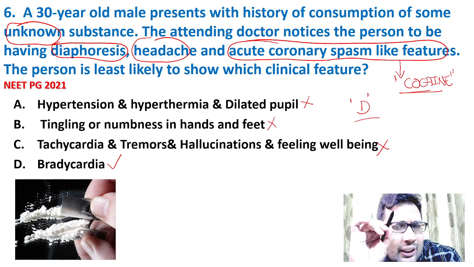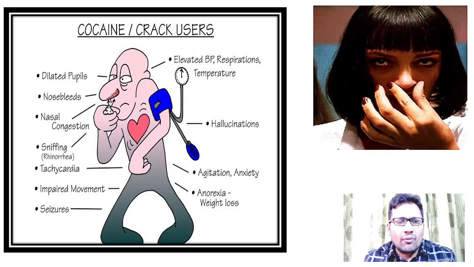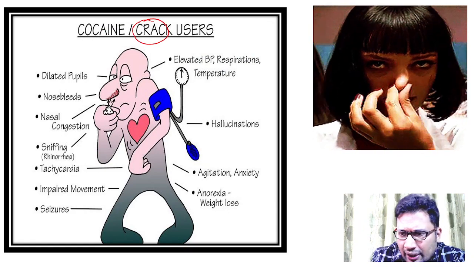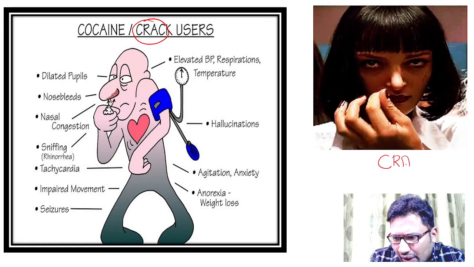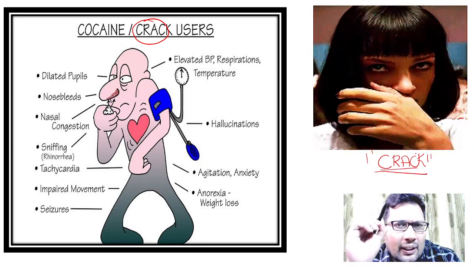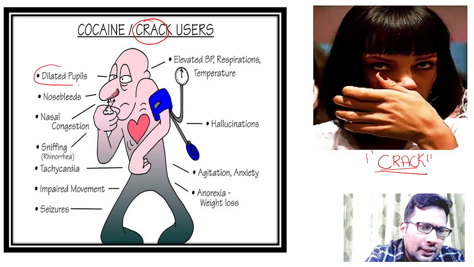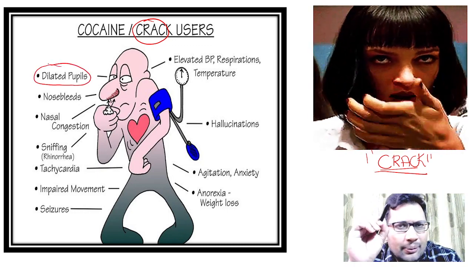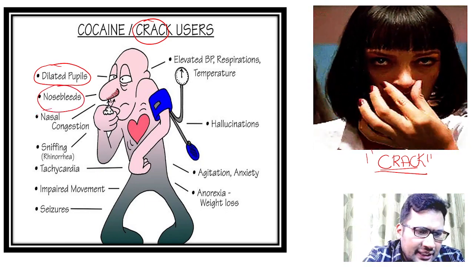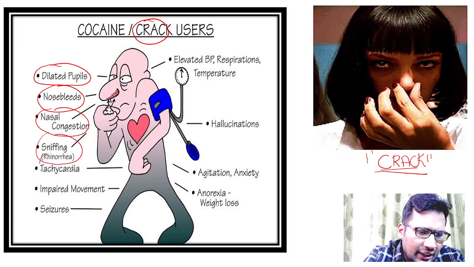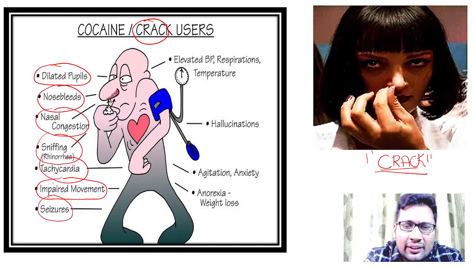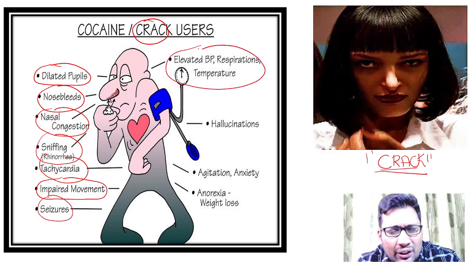Let's discuss cocaine in 1 minute. The smokable form is known as crack. You can see here, crack means the smokable form of cocaine. What are the clinical features? Pupils are dilated, due to sympathetic overactivity. Nose bleeds may occur because of hypertension. Nasal decongestion, sniffing, rhinorrhea. Tachycardia, not bradycardia. Impaired movement. Seizures. Elevated blood pressure, respiration, and temperature.